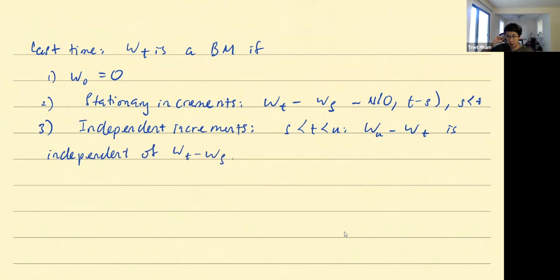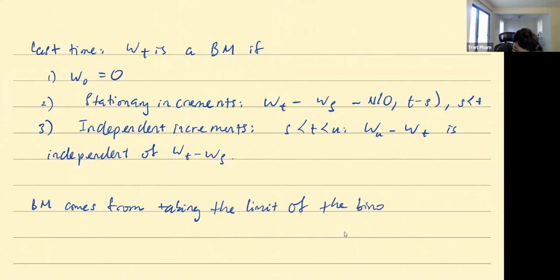Okay, so now where do we get Brownian motion from? Brownian motion comes from taking the limit of the binomial model as the time step goes to 0.